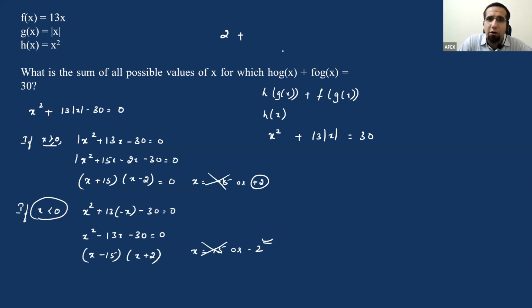So the sum of all the possible values of x will give you plus 2 plus minus 2, which gives you 0, and that is going to be your answer. People who know the meaning of HOG of X should definitely attempt this question. After that, it's a cakewalk because we have seen modulus in the class. So the only thing that stops you is HOG of X.